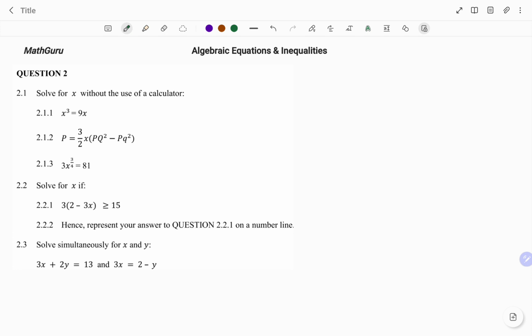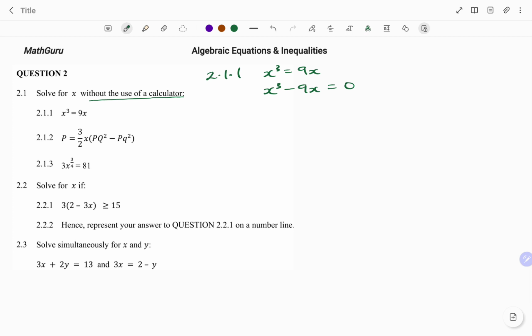The first part of the question says, solve for x without the use of a calculator. Starting with the first question, 2.1.1, which says x cubed equals 9x. I'm going to start by moving all my terms to one side, that's the left-hand side, so that my equation is equal to 0. So I have x cubed, 9x becomes negative 9x on the left-hand side, equals 0.